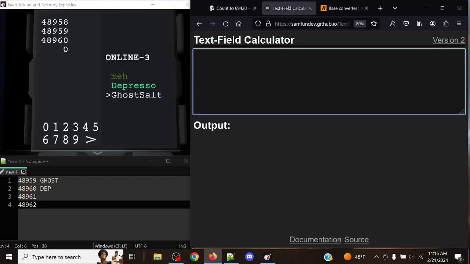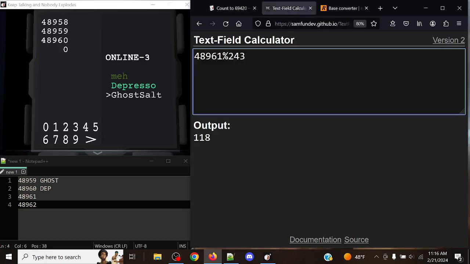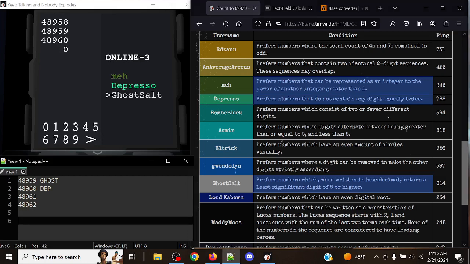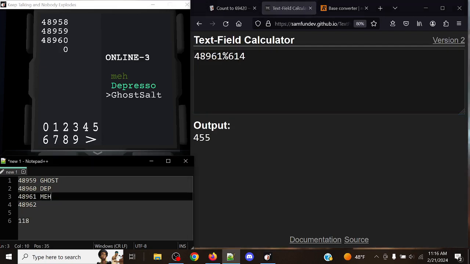Because of the modulo 48961. Let's do the modulo now. So modulo 243 is 118, so I'll write that down for meh: 118. And for Ghost Salt, 614 is 455. So in this case, meh will be typing this number.